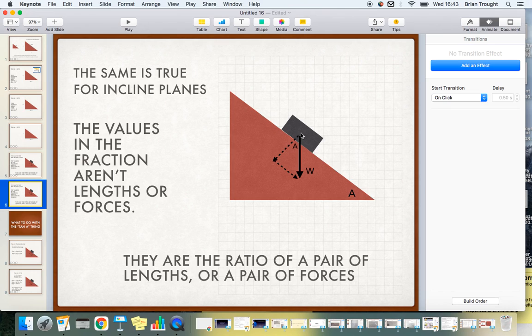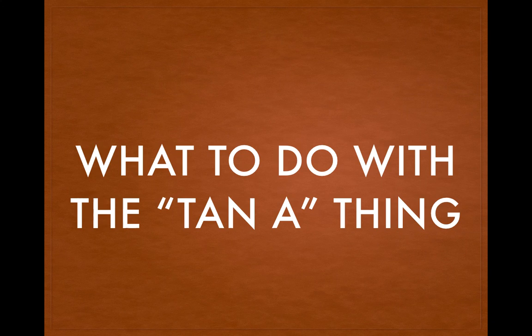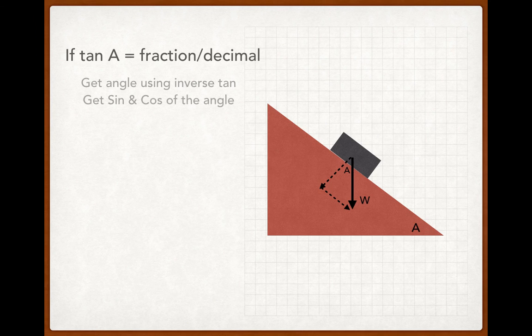Now I am rambling a little bit, but this isn't planned. I'm just going to keep going with the rest of it. So what to do with the tan A thingy? If tan A is equal to a fraction or a decimal, the first thing you need to do is get the inverse tan of the fraction or the decimal. Then I'd ask you to get the sine and the cos of that angle. So the goal there, if you're given tan A is equal to something, get the angle and then get the other two trigonometric formulas for sine and cos.